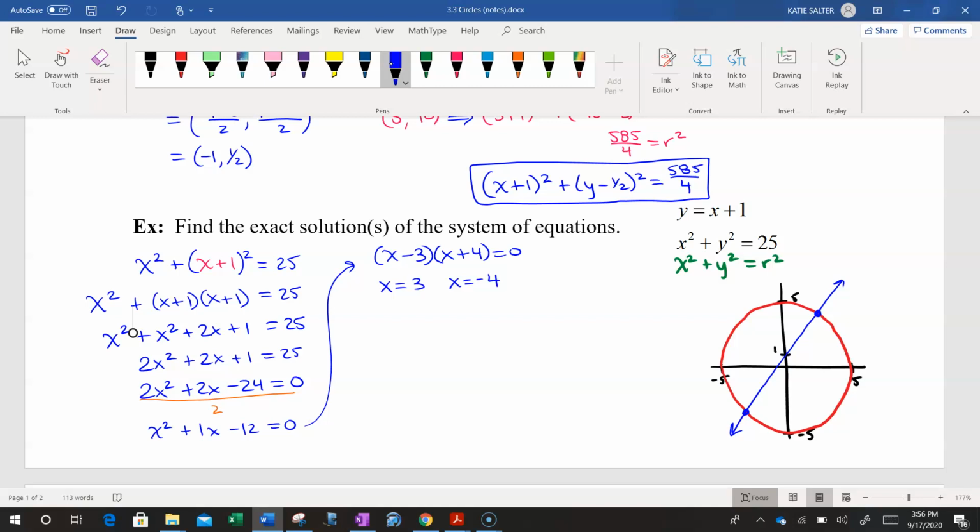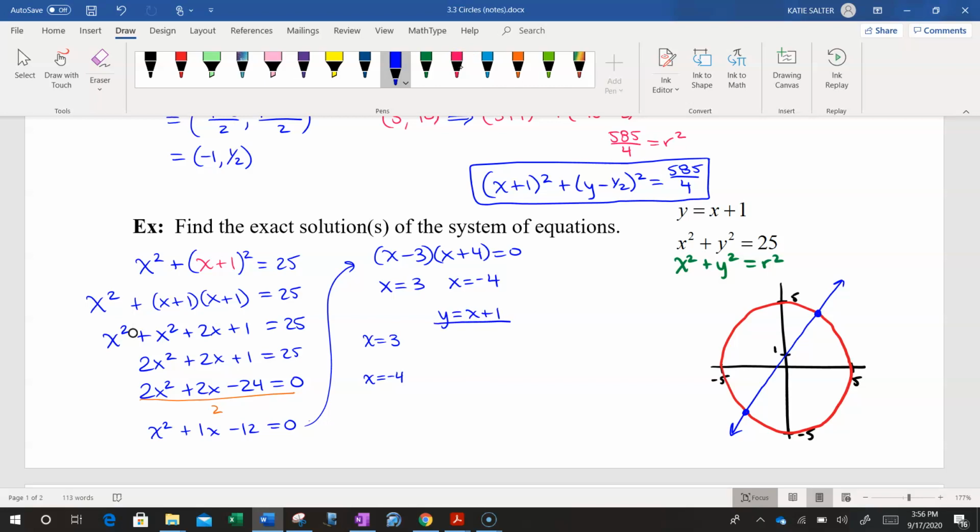Once we get our two different x values, we need to substitute them back into one of the equations to figure out what y is. Well, guys, think about it. It's going to be a lot easier if we substitute back into the linear equation than the circle equation. It'll be a lot less work. So I'm going to just write this down here: when x is 3 and when x is negative 4, and I'm going to write the equation of our line, y = x + 1.